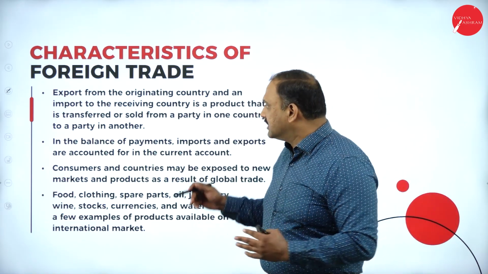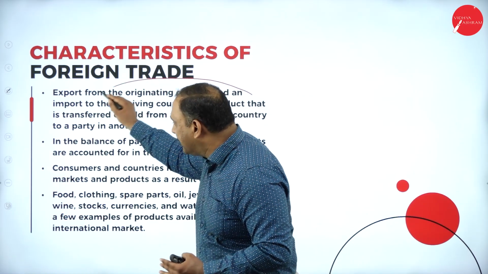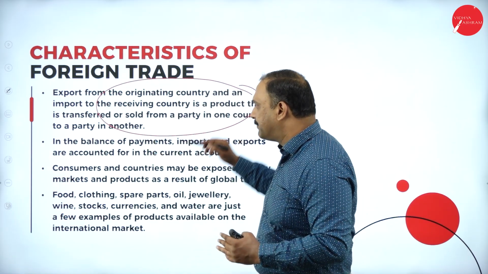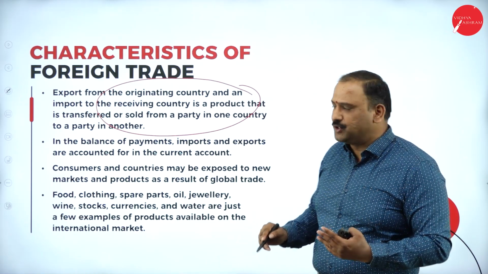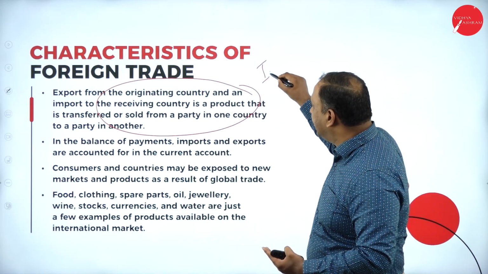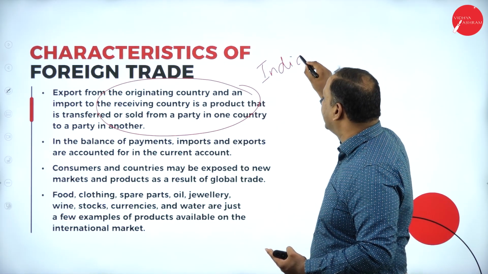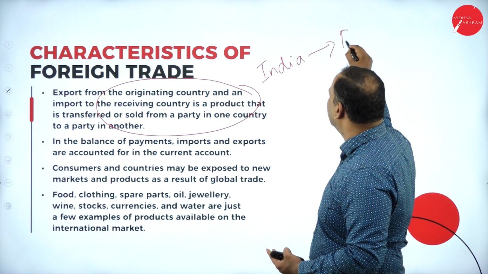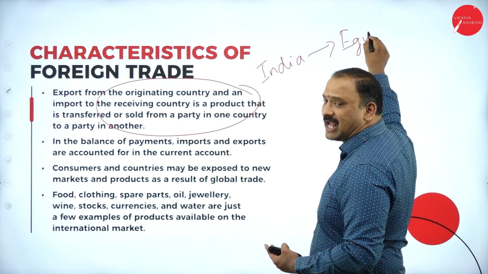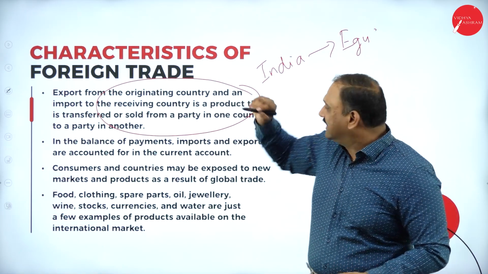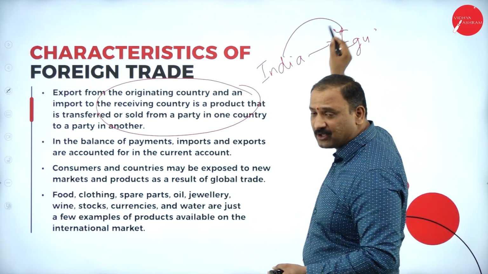Now, the export, that is originating from a country, and import to the receiving country is the product that has been transferred or sold. So let's say that from India, when you sell a product and it is being bought over in Egypt, then automatically the product gets transferred from India to Egypt.